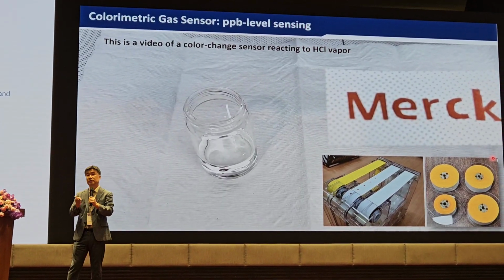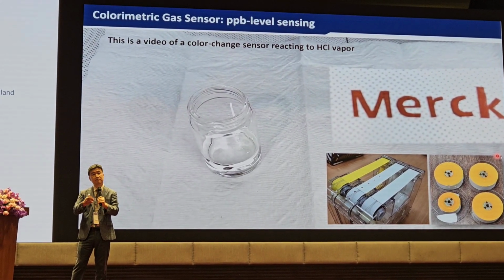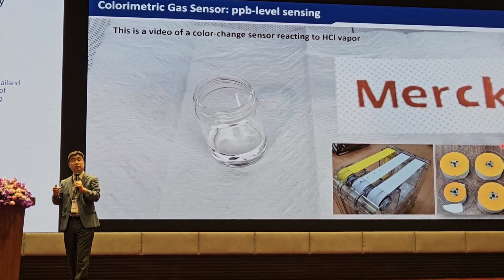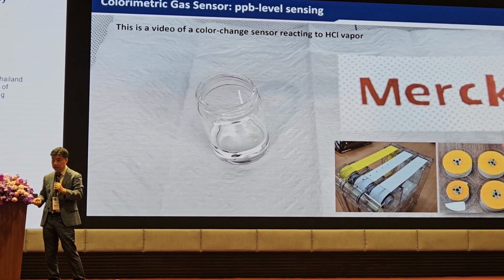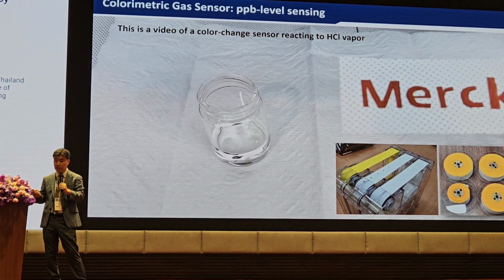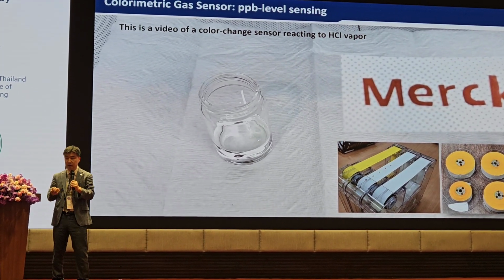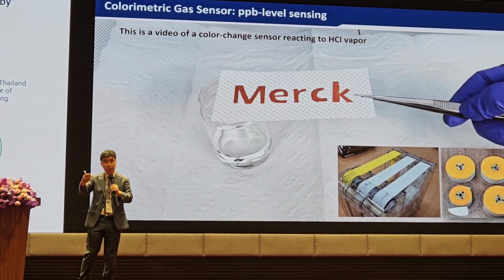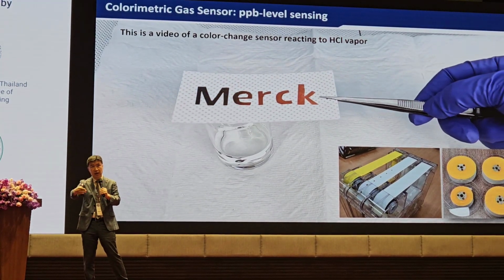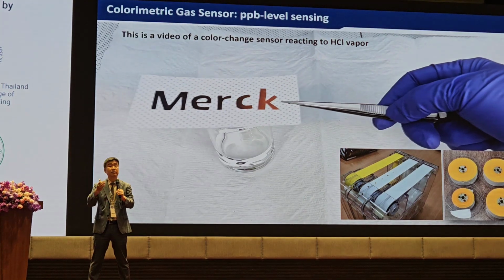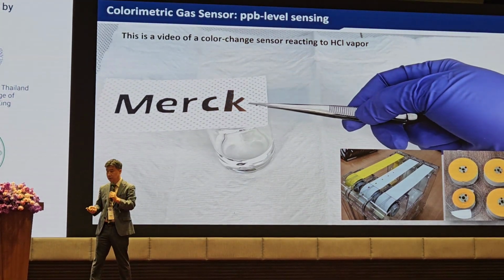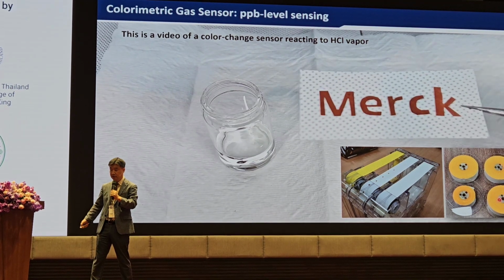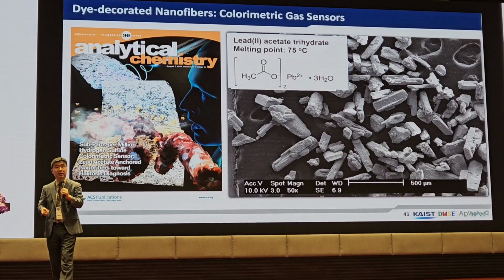Another interesting approach is the color change, right? So we can incorporate, dissolve the dye within the fiber. So this is a video of color changing sensor reacting to HCl vapor. Okay, so once exposed to the vapor, toxic gas, then you can see the very fast color changing. Now we succeed in mass production of this color changing fiber.